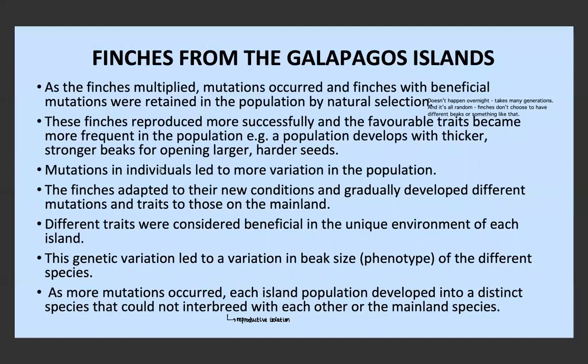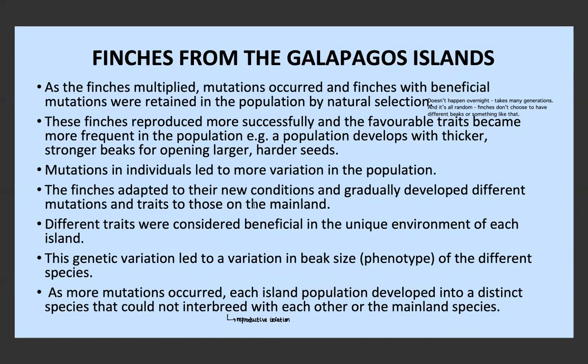Mutations in individuals led to more variation in the population. The finches adapted to the new conditions, and gradually they developed different mutations, so different from finches on the other island and different from finches on the mainland. The different traits were considered beneficial in each unique environment.